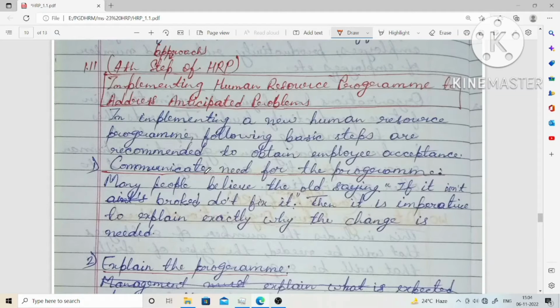That's why it is written, many people believe the old saying, if it isn't broken, don't fix it. So it means if there is nothing wrong, then why find a solution? Why implement any kind of program if there is no issue? That's why it is necessary and important to explain why the change is needed.